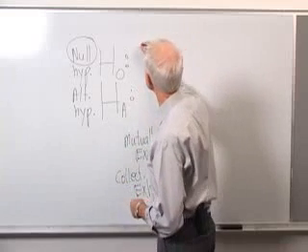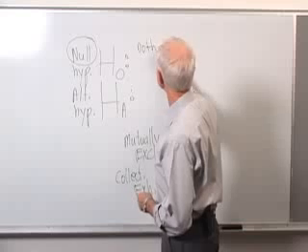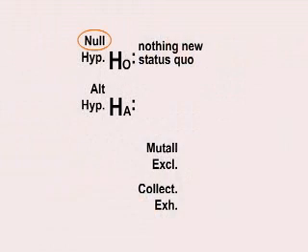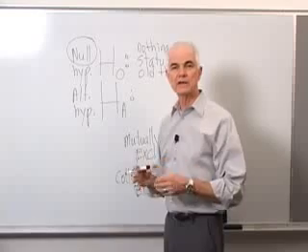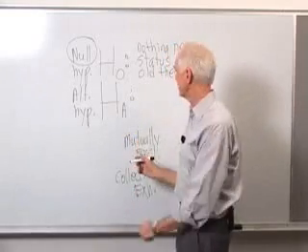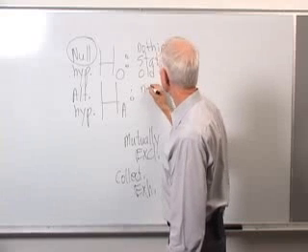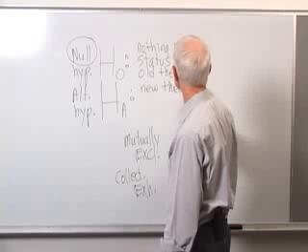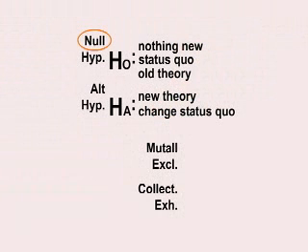The null hypothesis comes from the word null, meaning, in a sense, nothing. And what this means is there is nothing new, or we have the status quo, or if you will, the old theory. So nothing new is occurring, nothing new is happening. The alternative hypothesis, on the other hand, has the new theory or a change in the status quo.